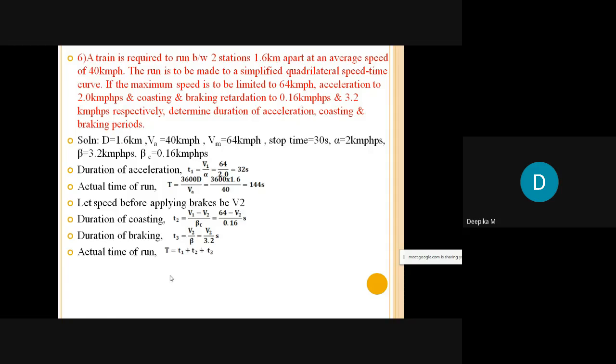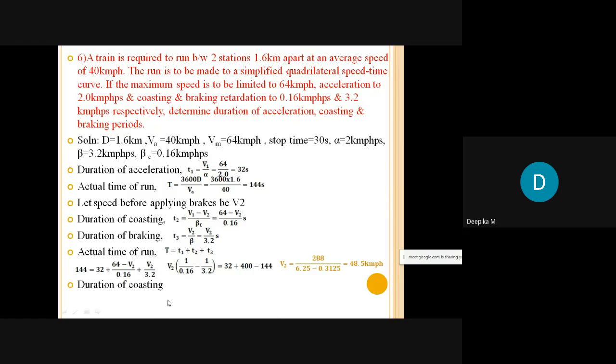Then what is actual time of run? It is nothing but T is equals to T1 plus T2 plus T3. So here you know T, you know T1, and T2, T3 are in terms of V2. Substitute over here and you can see only one unknown is there, that is V2. So therefore I'll take V2 common, which is nothing but 1 by 0.16 minus 1 by 3.2, and that is equals to 32 plus 400 minus 144. So therefore V2 is nothing but 48.5 kilometer per hour.